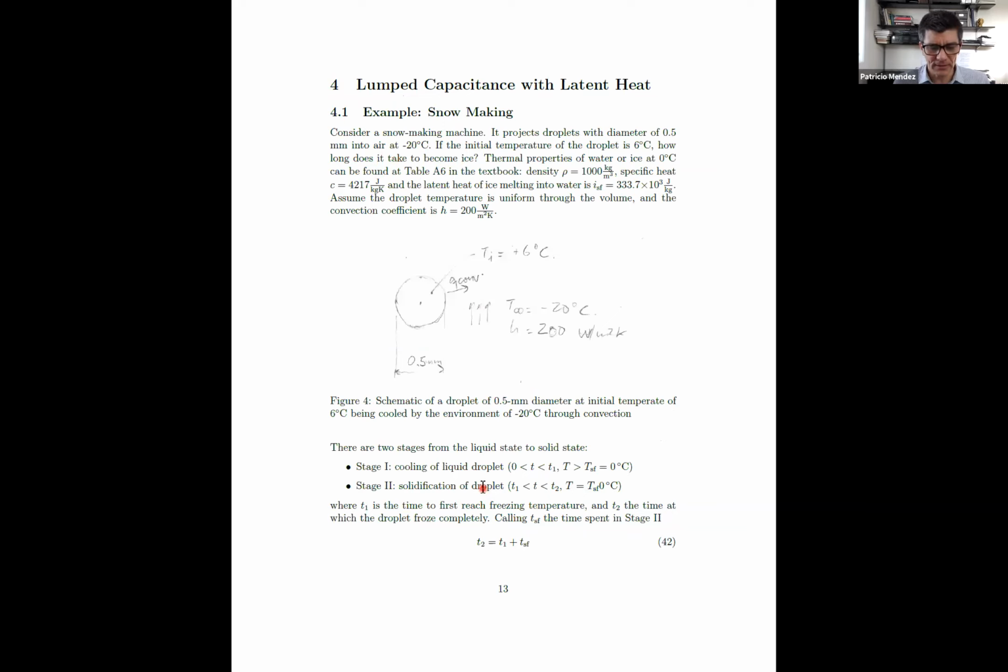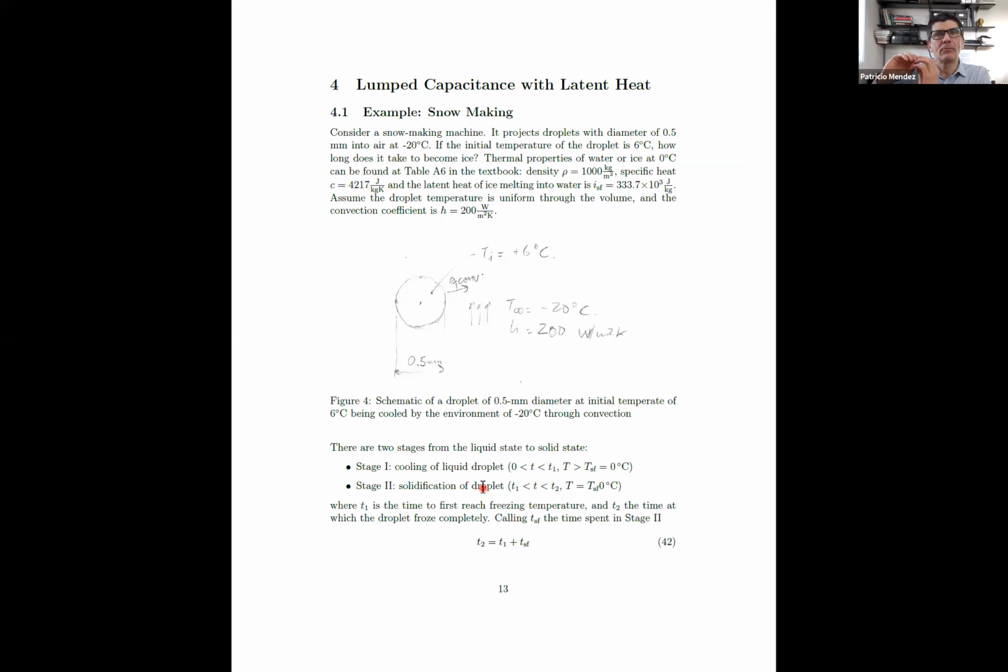We looked on Wednesday at an example of snowmaking, and how at Snow Valley, when they don't have snow, they blow these fans that also have spray jets blowing water into the stream of the fan. And we saw how the droplet cools down in 2 stages. First stage, it cools down from the initial temperature, in which it is a liquid, that I assumed 6 degrees, to 0 degrees. And that happened very fast, of the order of half a second.